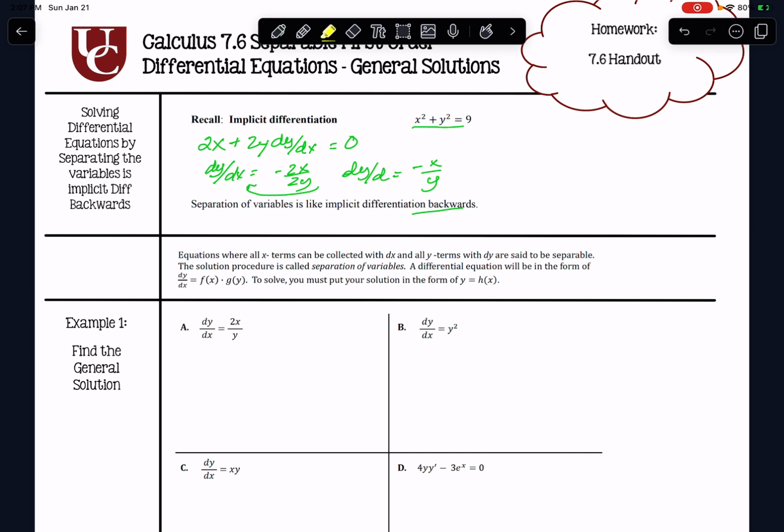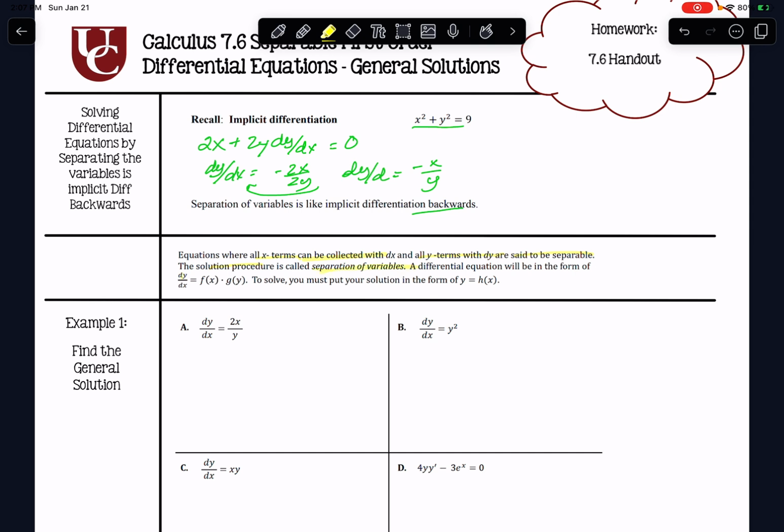But first, let's just make sure we understand equations where all x terms can be collected with dx and all y terms with dy are said to be separable. So not everything is separable. For now, this is just the one we're using to solve these types of differential equations. The solution procedure we use is called separation of variables.